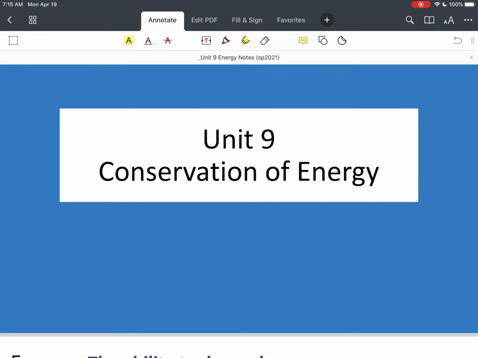Okay, this presentation is going to go over the notes for Unit 9, where we're talking about different types of energy as well as the law of conservation of energy.